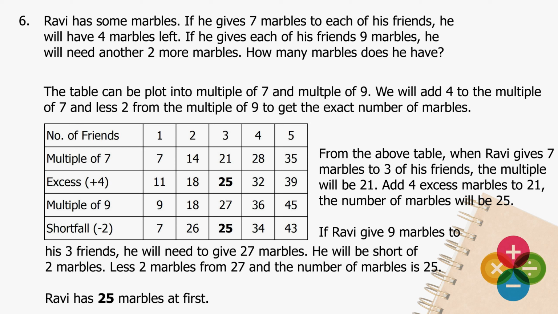From the above table, when Ravi gives 7 marbles to 3 of his friends, the multiple will be 21. Add 4 excess marbles to 21. The number of marbles will be 25. If Ravi gives 9 marbles to his 3 friends, he will need to give 27 marbles. He will be short of 2 marbles. Less 2 marbles from 27, and the number of marbles is 25. Ravi has 25 marbles at first.